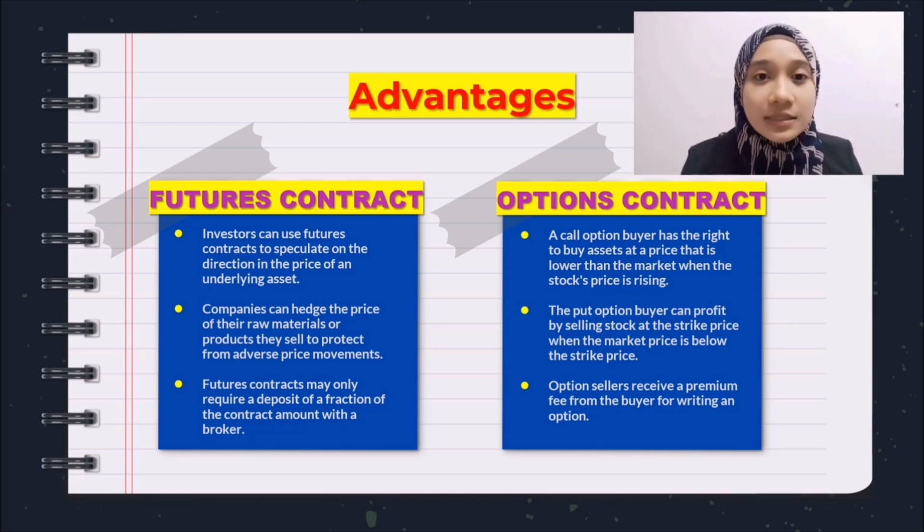Option seller can receive a premium fee from the buyer for writing an option. The second one, a call option buyer has the right to buy an asset at a price that is lower than the market when the stock price is rising. The put option buyer can profit by selling stock at the strike price when the market price is below the strike price.